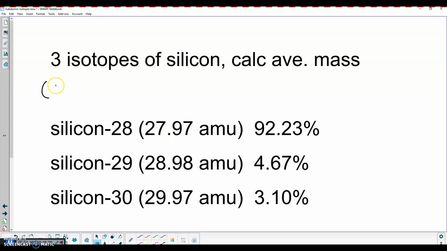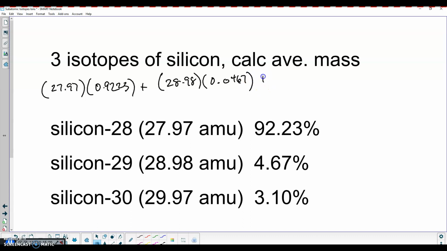Okay, so I'm going to take 29.97 times its percent, which is 0.9223. Okay, the second one, 28.98 times its percent, which is going to be 0.0467. Remember you have to move the decimal over twice. If you just do 0.4, that's multiplying by 40. That is not the same thing as 4%. Last one we have is 29.97 times its percent. Once again, two places, so 0.0310.